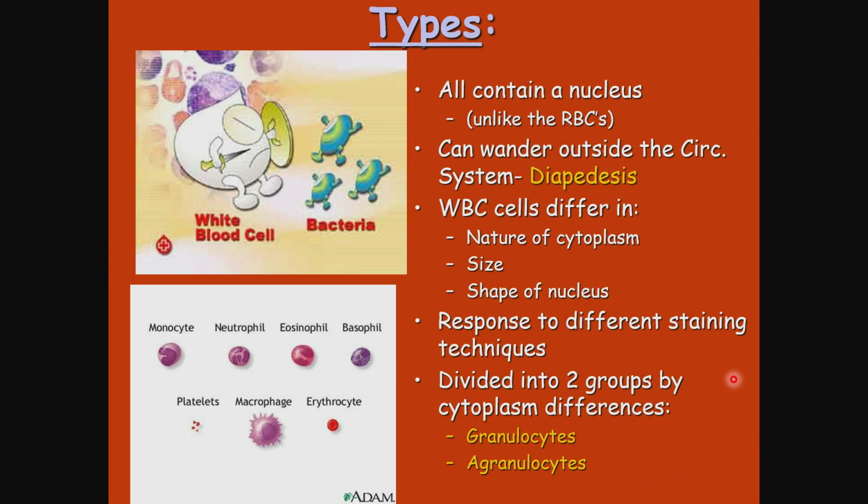And there's two groups, and they're divided by their cytoplasm. They're either granulocytes or agranulocytes, and obviously granulocytes mean the cytoplasm is grainy, and then when you put an A in front of something, the agranulocytes mean they do not have the grains.